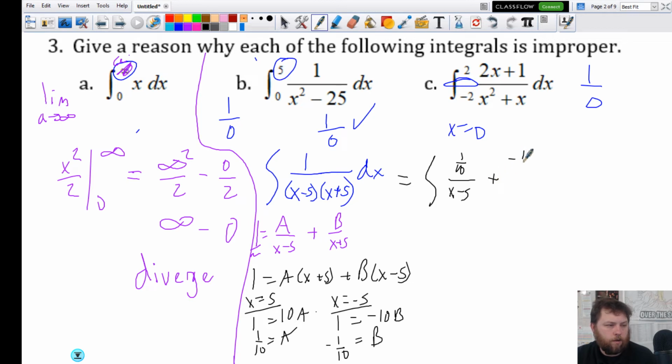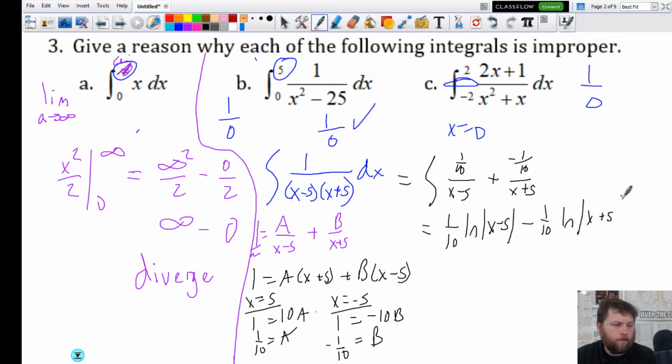Plus -1/10 x plus 5 from here. Integrating those, it's actually going to come out to 1/10 ln of x minus 5 minus 1/10 ln of x plus 5. Oh, by the way, we're going from 0 to 5. Okay. So let's plug in these things.